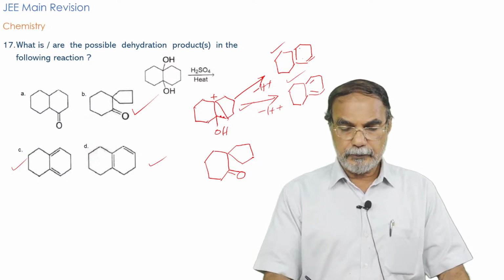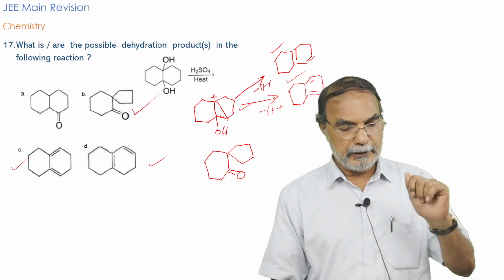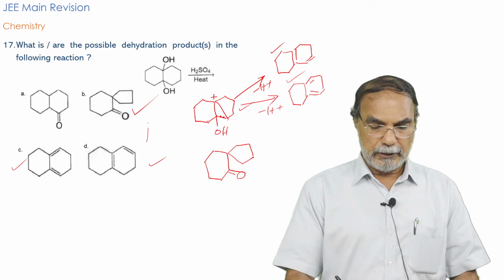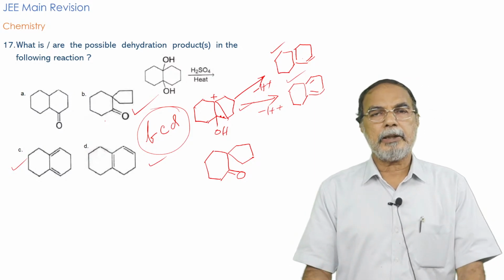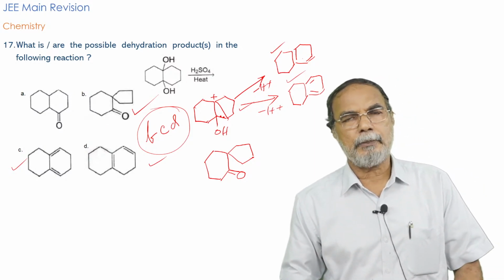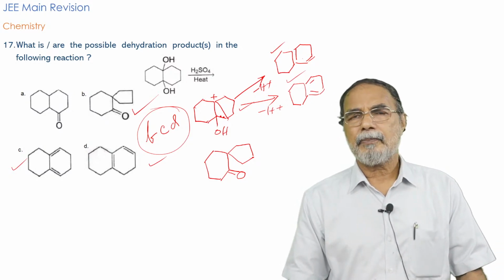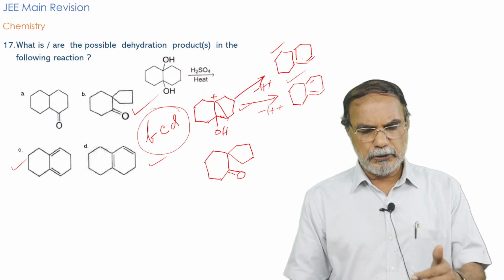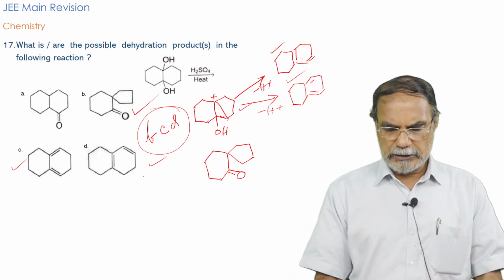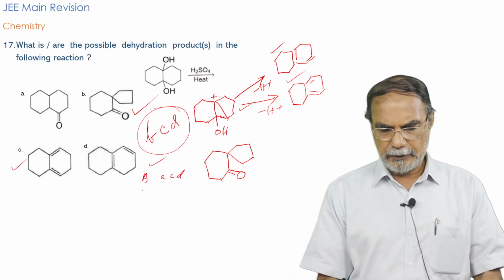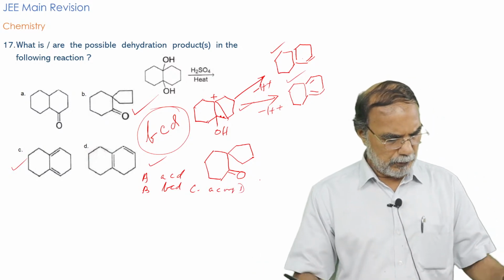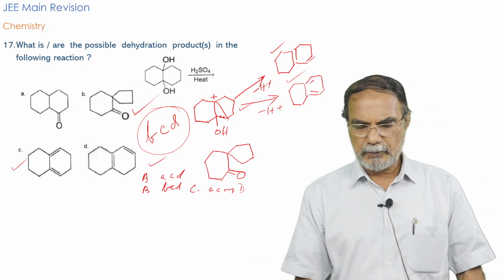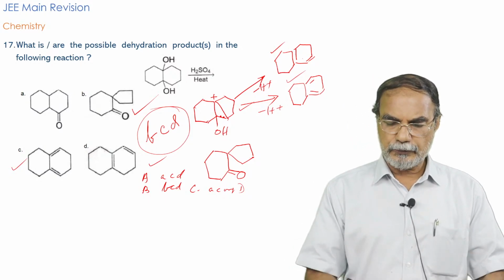By any of these mechanisms, you are not able to get A, and therefore the correct answer is B, C and D. It's a multiple answer type question that usually appears in the Advanced paper, but even in the JEE Main paper, this question may be asked by giving choices like A, ACD, B, BCD, C, A and C only, D, AB only. So the question may be asked like that. Even this question for JEE Main may be asked.